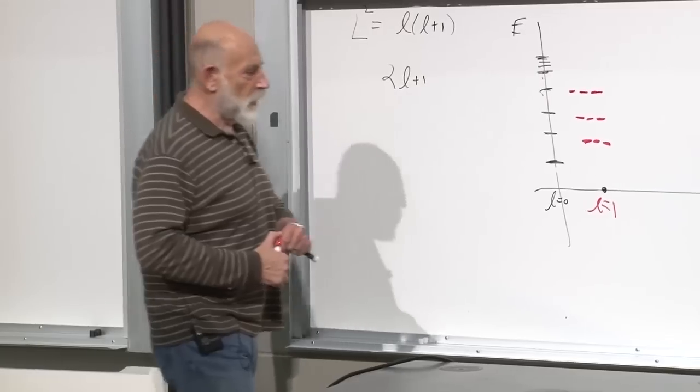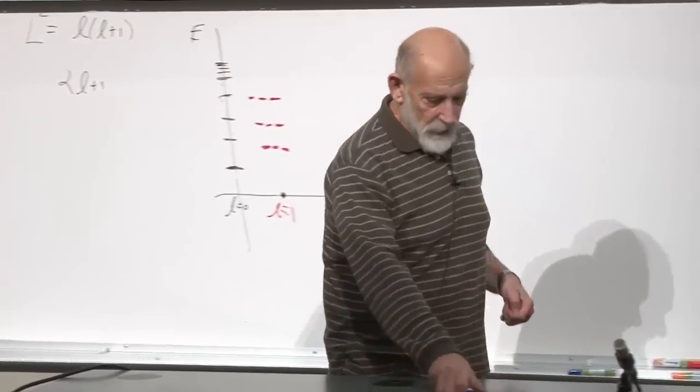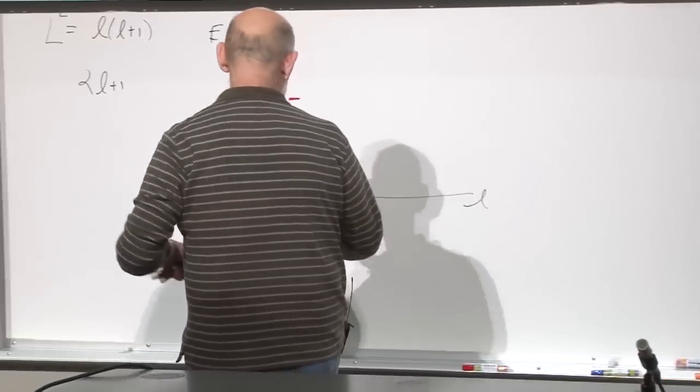Then you go to L equals 2. I'll use a different color. You go to L equals 2, which is over here.